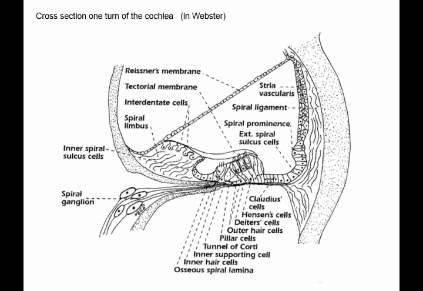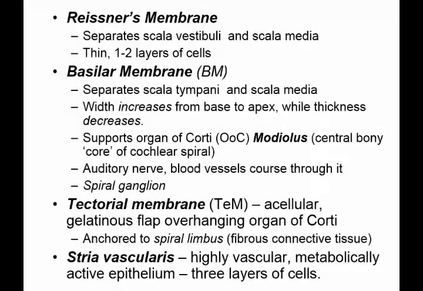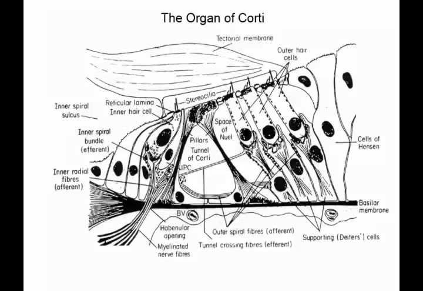It's anchored to the spiral limbus. And then we have the stria vascularis. That's this bit in here, only in the scala media. And these are cells, these are all blood supply arteries. So they're highly transparent to nutrition from the blood. They are metabolically active epithelium. That means that they supply the scala media and the endolymph that is in there with all the relevant stuff that comes from the blood.